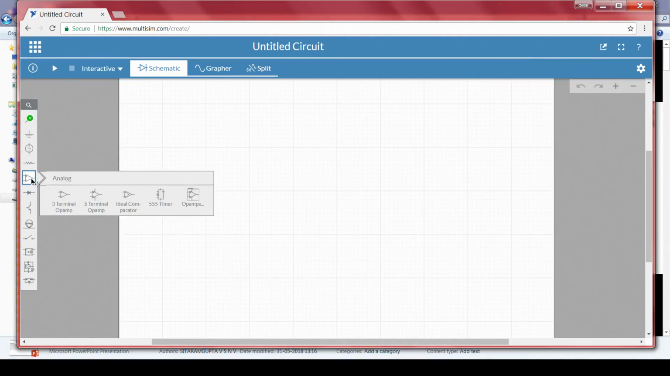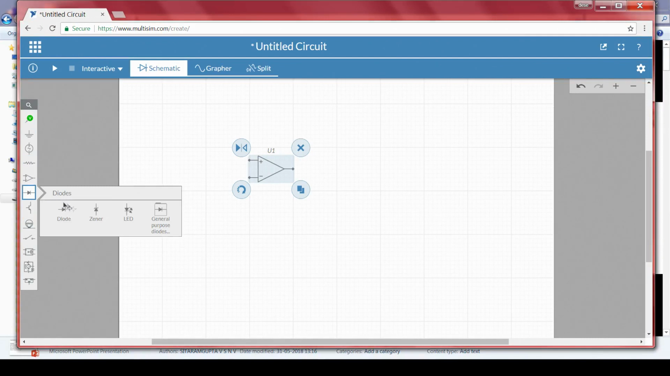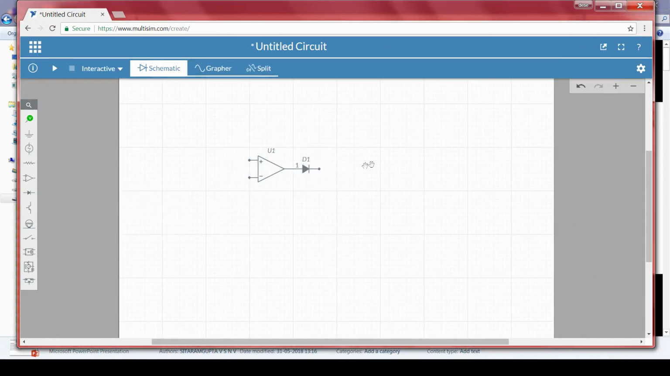We require a diode. Let me take an op amp as well as a diode. Then we require a resistor. The negative terminal should be connected here, and this is RL. Any resistance value is more than enough at this point. We can even go with 10K, it will not load the input. So, let me take a 10K resistor.